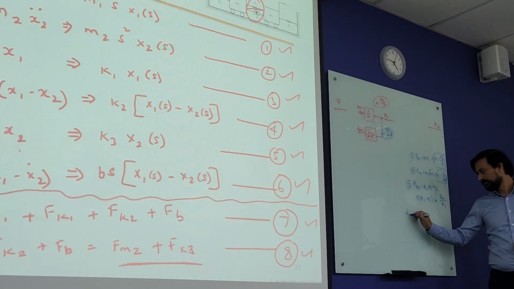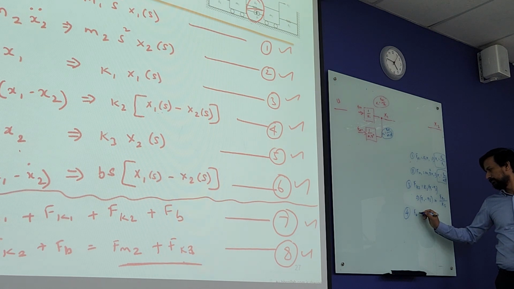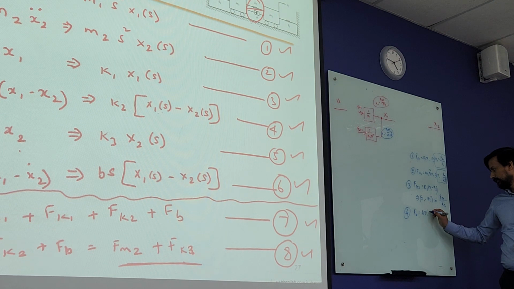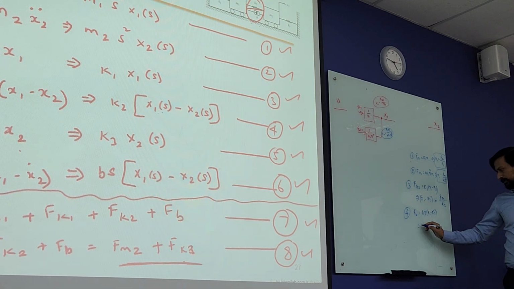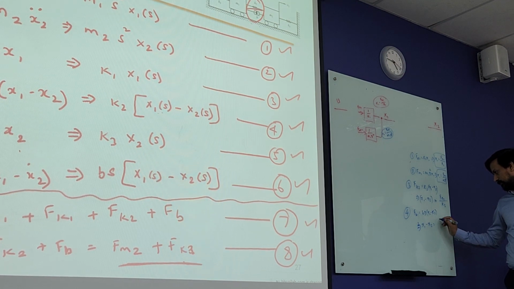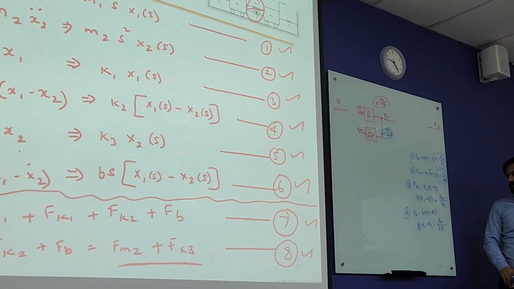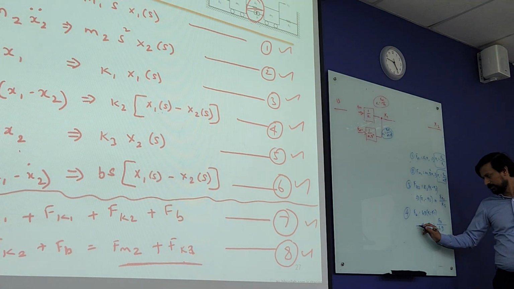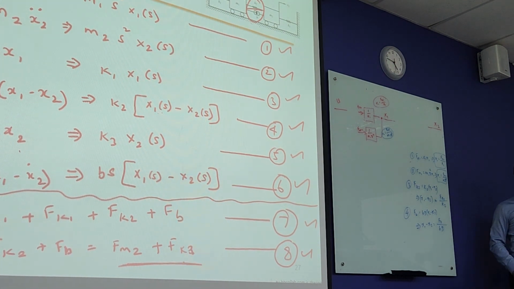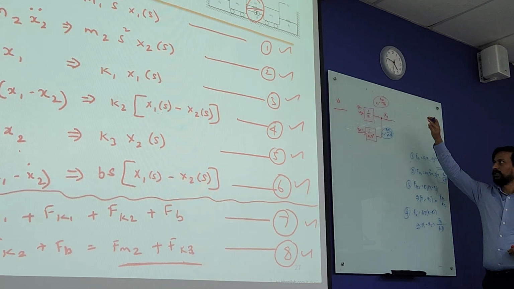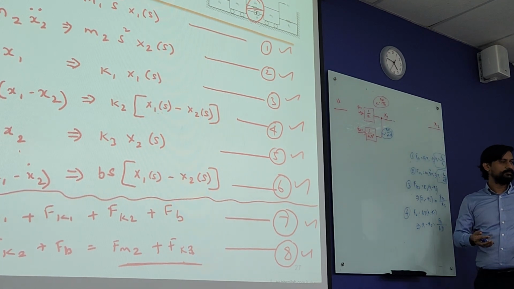Then the same thing for the fourth one, B equal to BD x1 minus x2. So if you write x1 minus x2, it is nothing but force of B divided by BD. So we are just rearranging equations 3 and 4 in terms of x1 minus x2. Okay, so we have x2 and we have x1. Okay, so both we have.